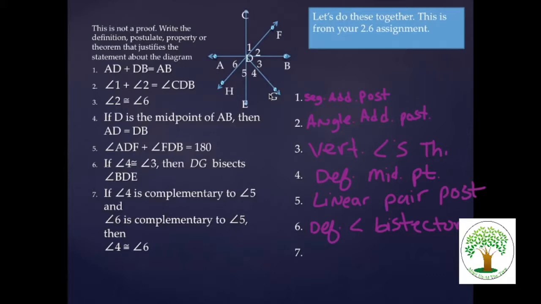All right, number 7. If 4 is complementary to 5, and angle 6 is complementary to 5, then angle 4 is congruent to angle 6. This is a brand new theorem from today. I'm going to give you a hint with the word complementary. Notice we have a shared angle. 5 is in both of them. So 4 is complementary to 5 and 6 is complementary to 5. They're complementary to the same angle.